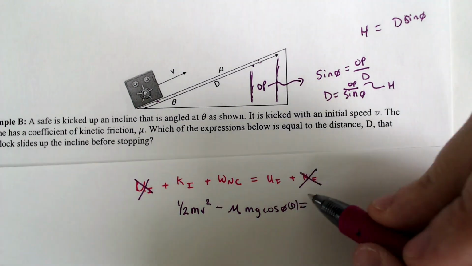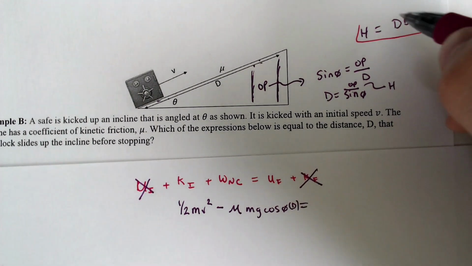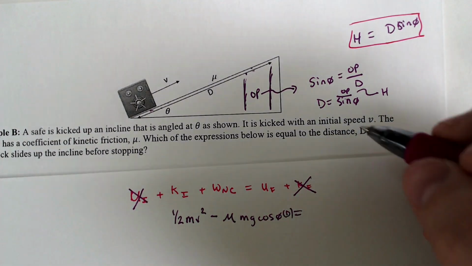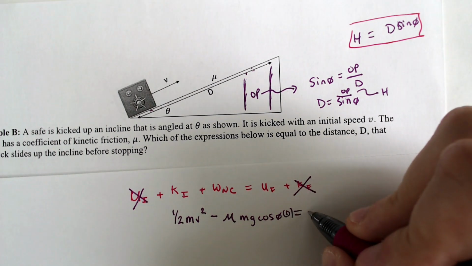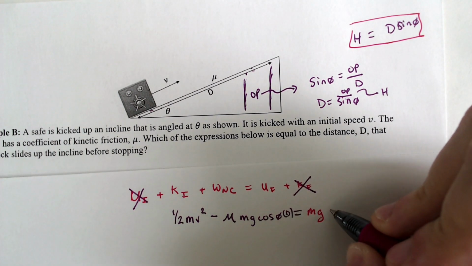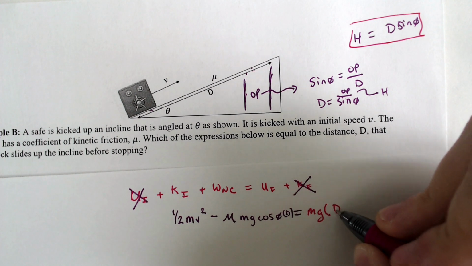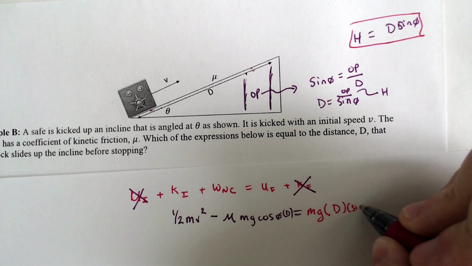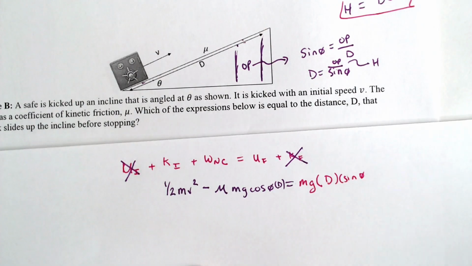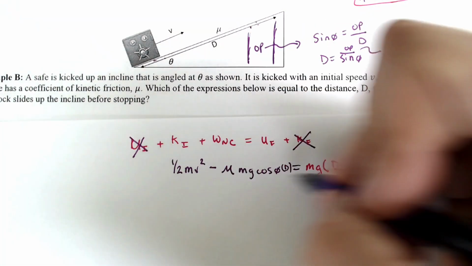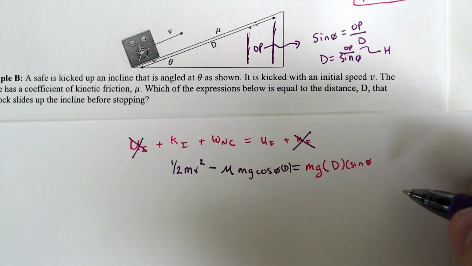So we are going to utilize this one, and we would have mg times height. Well, height is d times sine of theta. And there is our overall formula. What are we actually looking for?